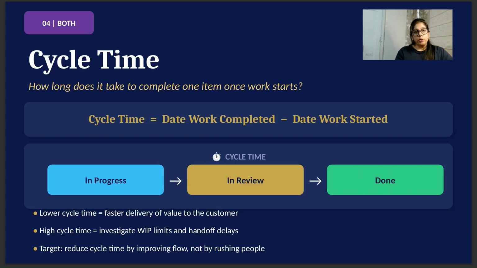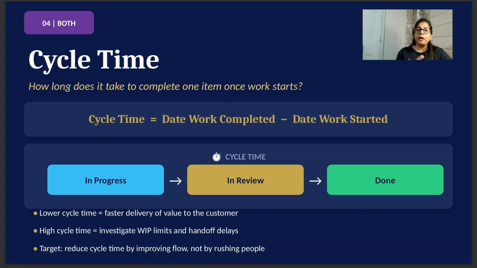The next metric that we are talking about is the cycle time. We can use it for both Scrum and Kanban frameworks. What is cycle time? It's a very simple formula: the date of work completed minus the date work has started. Cycle time is measured from when the item has been picked up and changed from status to do to in progress, until the status of that item was marked done. So the duration between in progress and done is the cycle time.